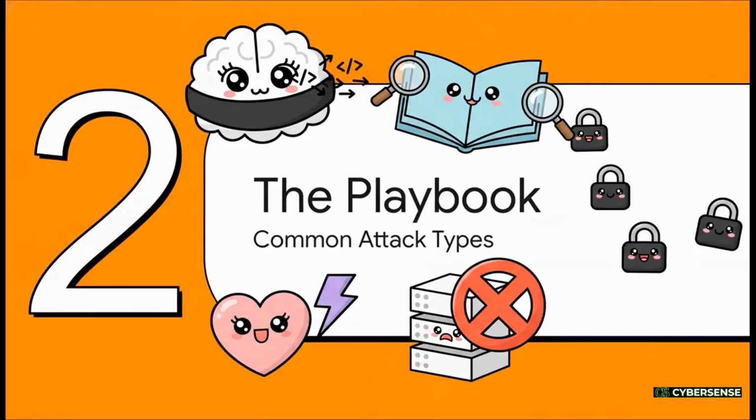Okay, section 2, the playbook. So we know the battlefield. Now let's take a look inside an attacker's mind. How do they actually exploit this crazy data-becomes-code problem?